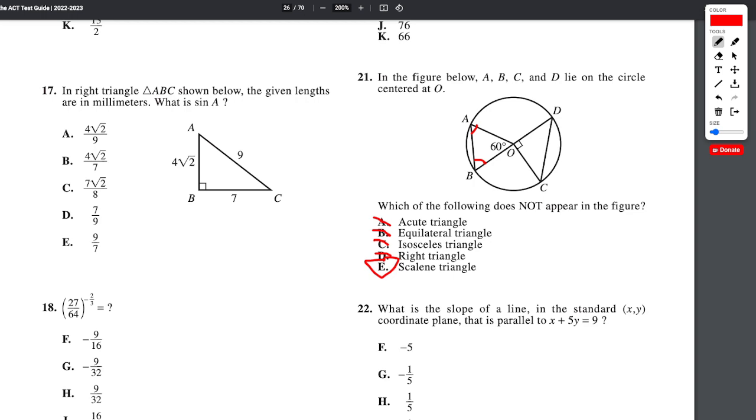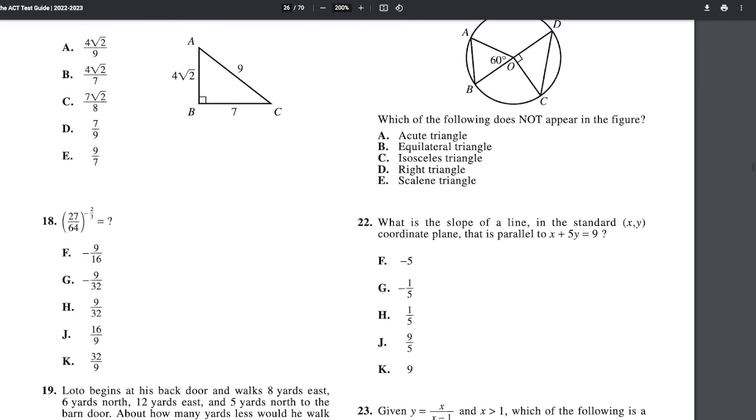Okay, 22. What is the slope of a line in the standard xy coordinate plane that is parallel to x plus 5y equals 9? Parallel, I did this problem earlier. Parallel means same slope, or m. Luckily it wasn't perpendicular. Perpendicular would be the opposite, which is the negative reciprocal. But for this one, we don't have to worry about it.